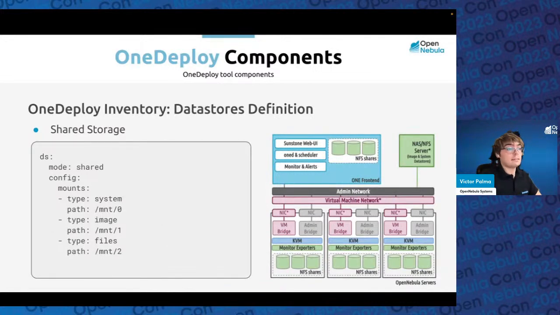The next one is for shared storage. So the same can be configured for a shared storage, where the storage is shared among all the hypervisor nodes. For this, keep in mind that such shared storage must already be configured to work. Once this is done, you can add the mount points as shown in the slide.